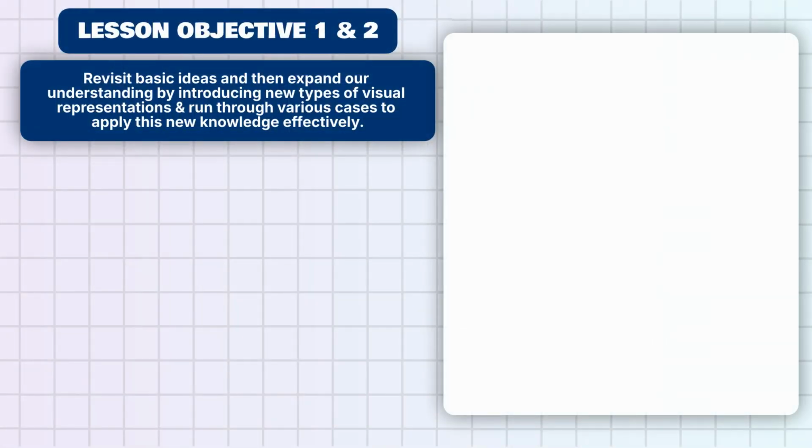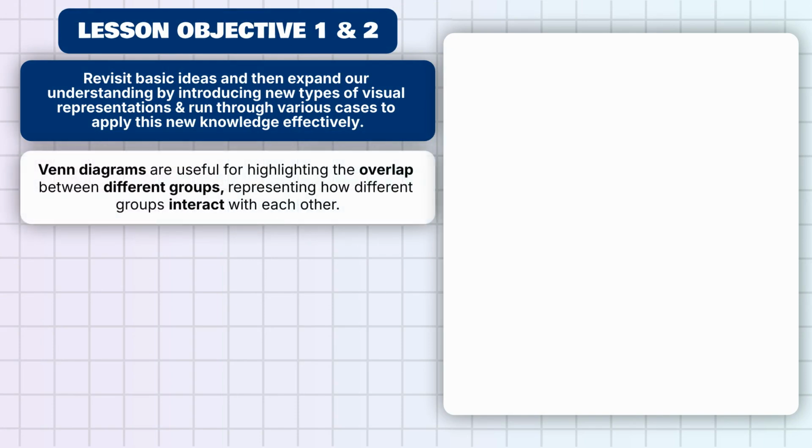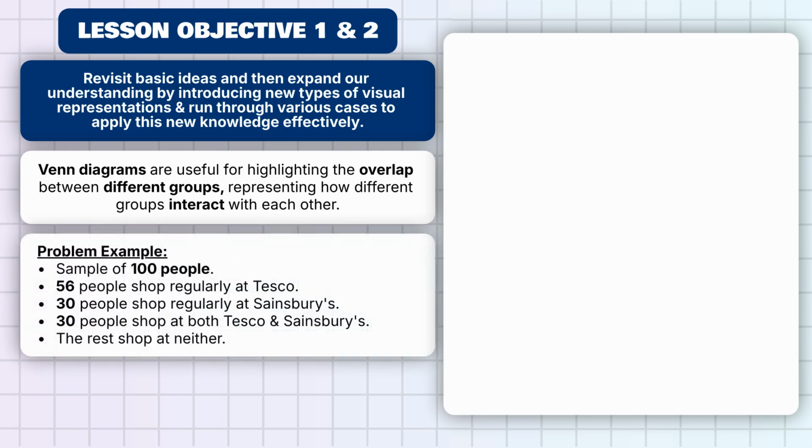To begin with, let's examine when to use Venn diagrams. Venn diagrams are especially useful for highlighting the overlap between different groups. When we have information about groups and their intersections, Venn diagrams give us a clear visual representation of how the groups interact with each other. For example, let's say we have a sample of 100 people. Out of these, 56 people regularly shop at Tesco, 21 regularly shop at Sainsbury's, and 30 shop at both Tesco and Sainsbury's. The rest shop at neither.